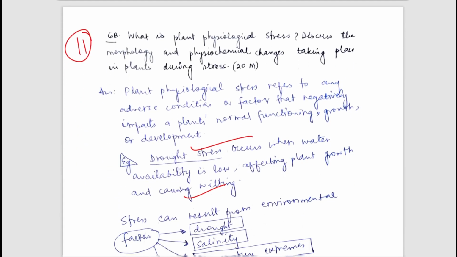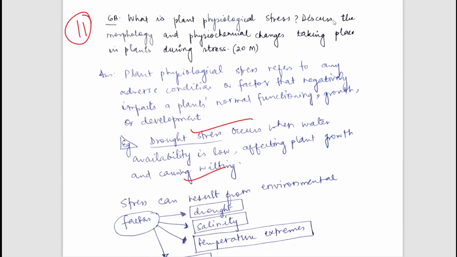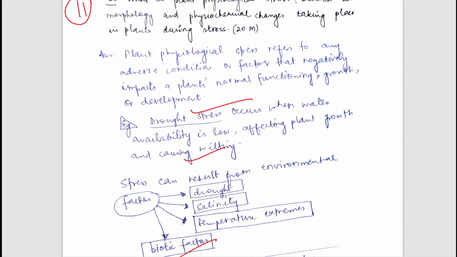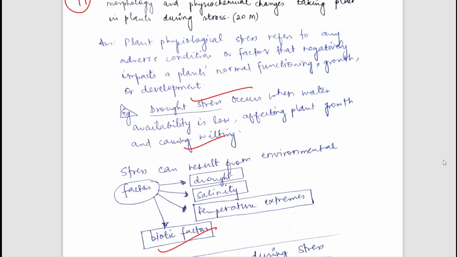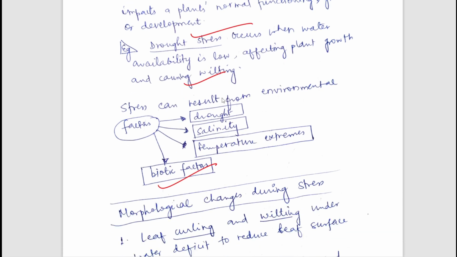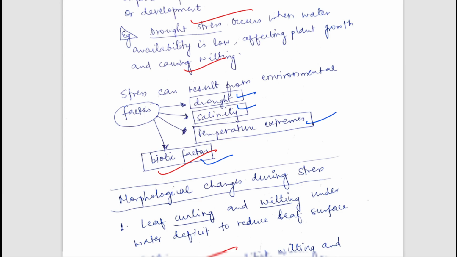The next question is, what is plant physiological stress? Discuss the morphological and physiological changes taking place in plants during stress. So we all know what stress is. That is when there is a change in weather patterns which the plant is not adapted to, then it goes into stress. For example, if there is drought or if there is flood which the plant is not adapted to, the plant will go into stress. Factors have been mentioned, that could be drought, salinity, biotic factors, extreme temperatures.